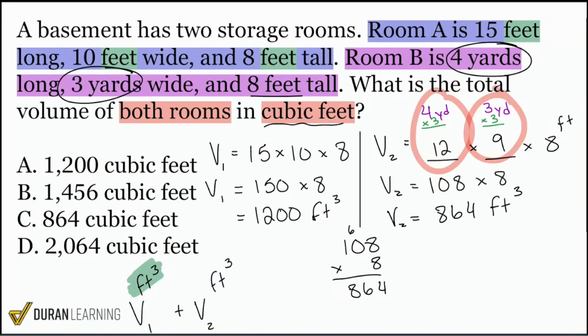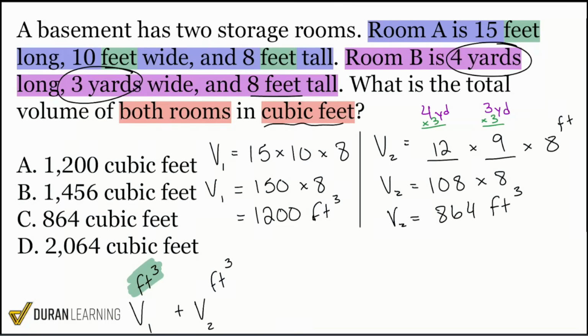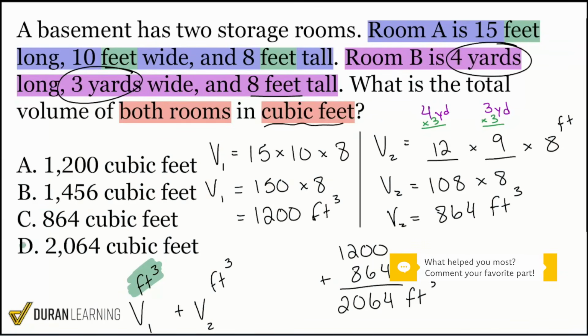But once we've done that, now we're in a great position to succeed because all we have to do at the end is just add those values. So here we are. We have 1,200 plus 864. That ends up giving us 2,064 total cubic feet. And that's what's going to make the correct answer here. Answer choice D, 2,064 cubic feet.